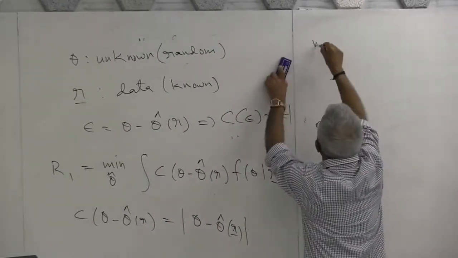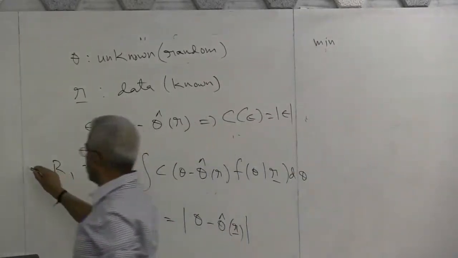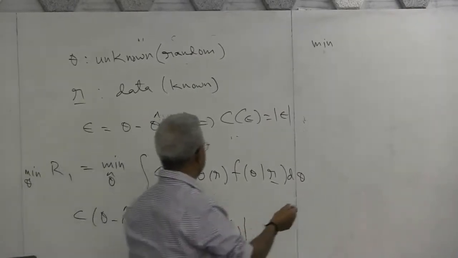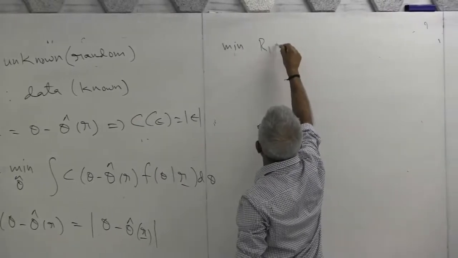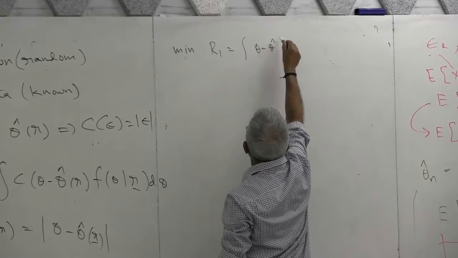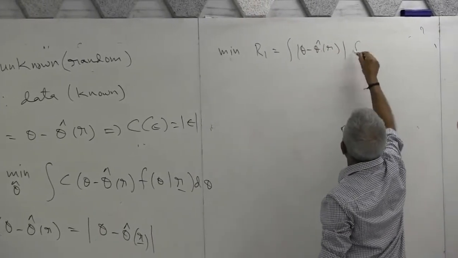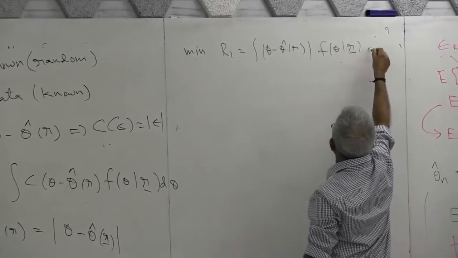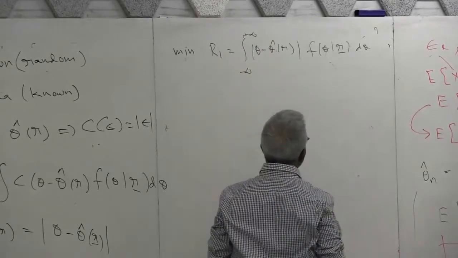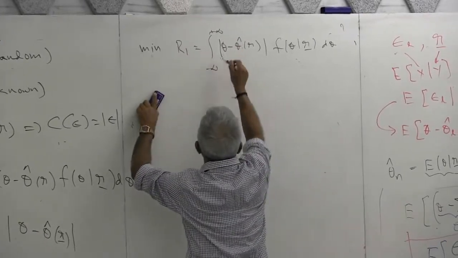So we want to minimize this quantity. I can write it here, or let me plug this in here. Minimize R1, which is the integral of the absolute value of theta minus theta hat R, multiplied by f theta given R d theta. Because of the absolute value, we cannot immediately jump in and take the derivative.